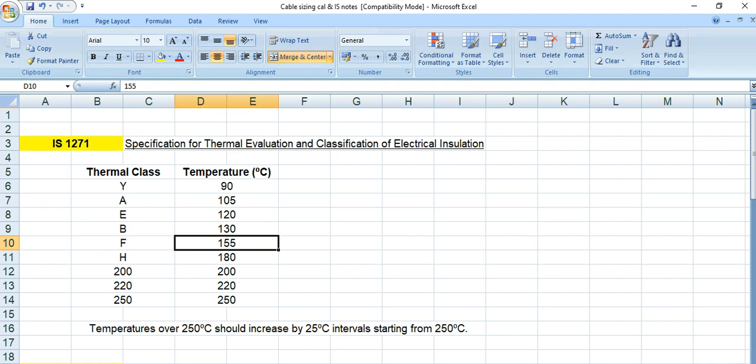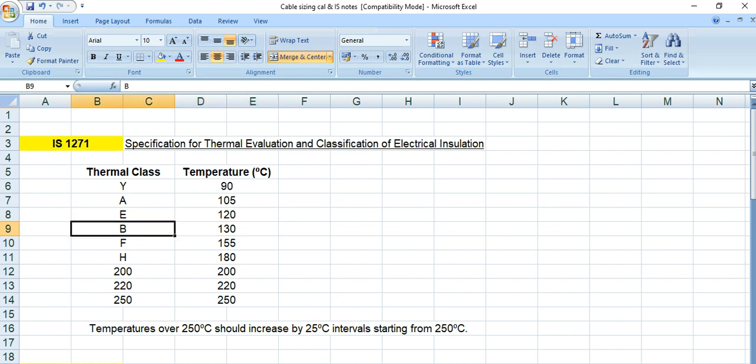Beyond this temperature, insulation breakdown will occur, but the temperature rise is limited to class B, that means 130 degree centigrade. That means this is the margin. So this 155 minus 130 degree centigrade, that means 25 degree centigrade is the design margin over here.